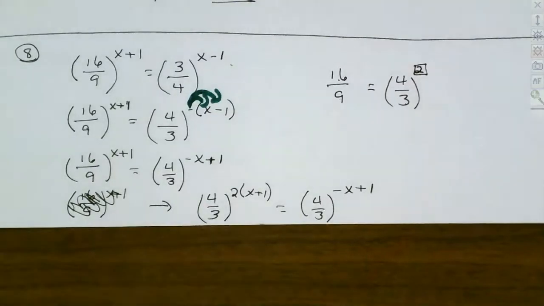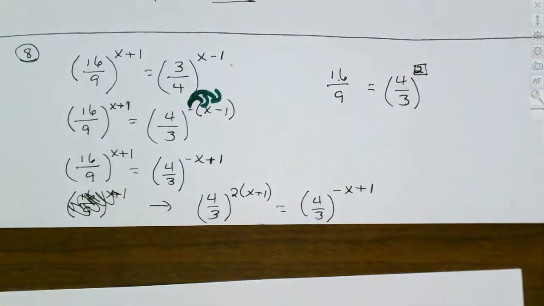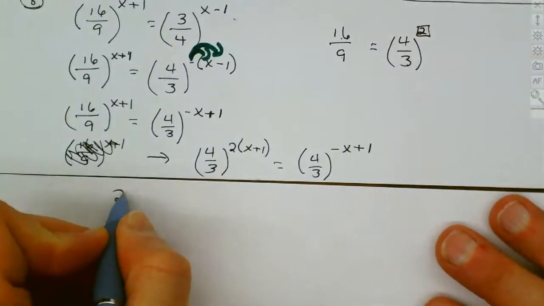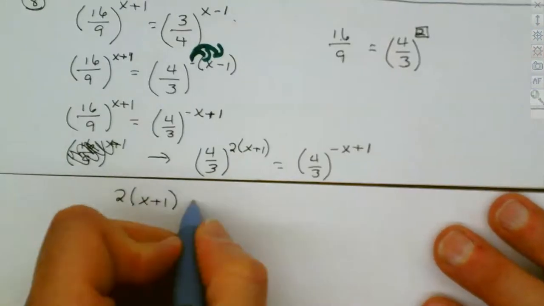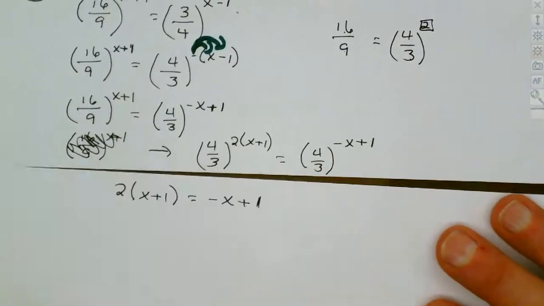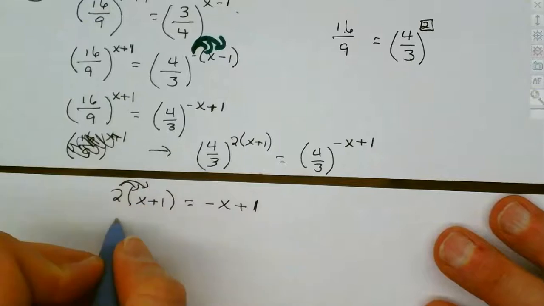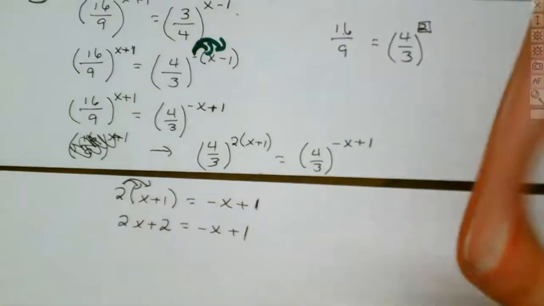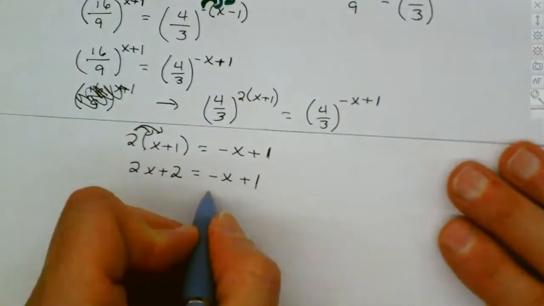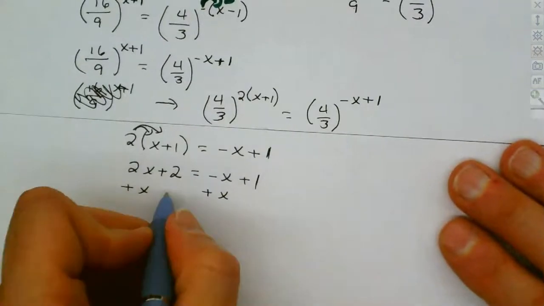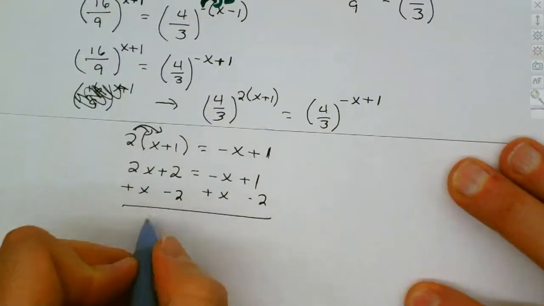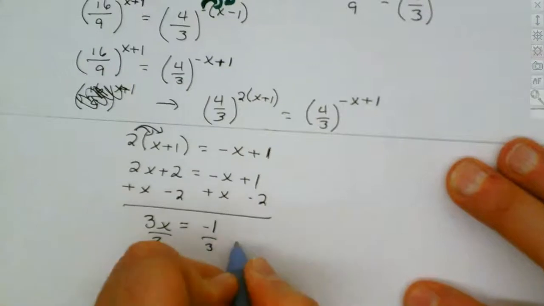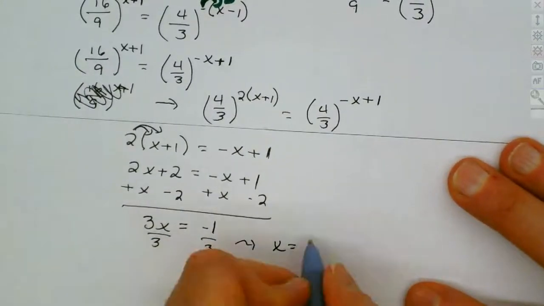So what's our equation now look like? Okay, everything's the same. The bases are the same. They match up. So the exponents must match up. So now we know we have 2 times x plus 1 equals a negative x plus 1. And we're going to distribute the 2 through. So that's 2x plus 2 equals a minus x plus 1. And move things around. So I'm going to add x and move the 2 over. So that gives me then 3x equals negative 1. Divide by our 3. And so our final answer is going to be x equals negative 1/3.